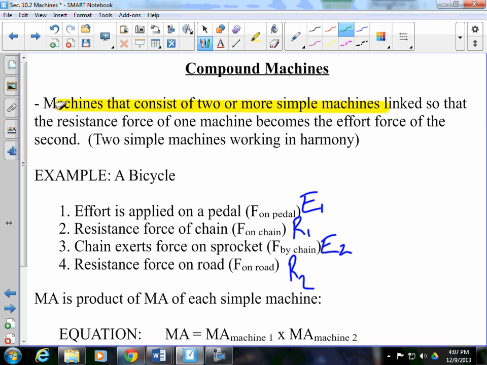What's important to note is that R1 and E2 are the same exact value. They are linked by a simple machine. Now if you talk about distances instead of forces, instead of the force on the pedal in E1 here, we're going to talk about the distance on the pedal. Instead of the force on the chain, the distance of the chain. The distance of the sprocket, and maybe the radius of the wheel on the road. Those would be examples. Now our equations for mechanical advantage, MA, and ideal mechanical advantage don't really change.